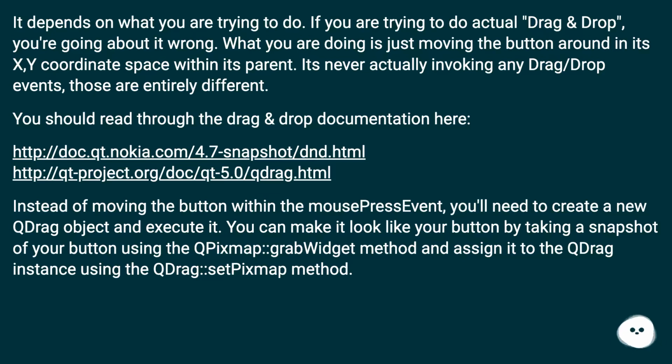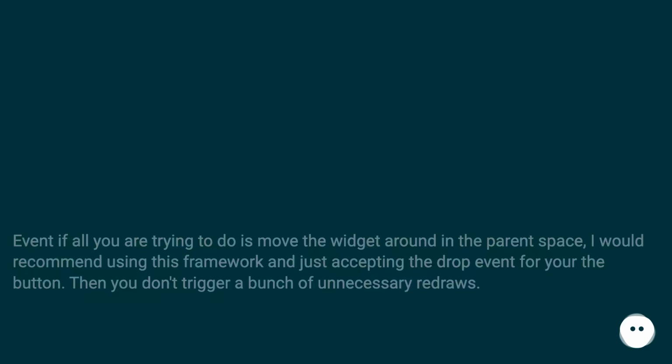You should read through the drag and drop documentation here. Instead of moving the button within the mousePressEvent, you'll need to create a new drag object and execute it. You can make it look like your button by taking a snapshot of your button using the QWidget grab method to get a QPixmap and assign it to the drag instance using the drag setPixmap method.